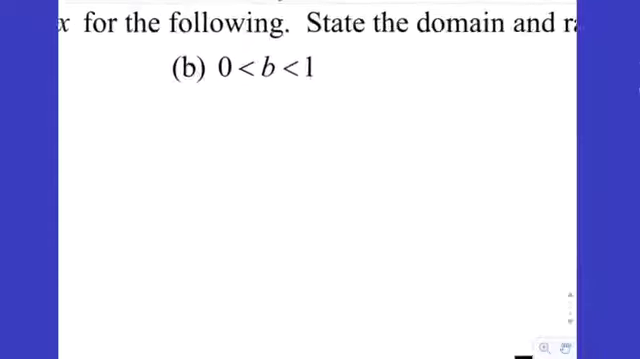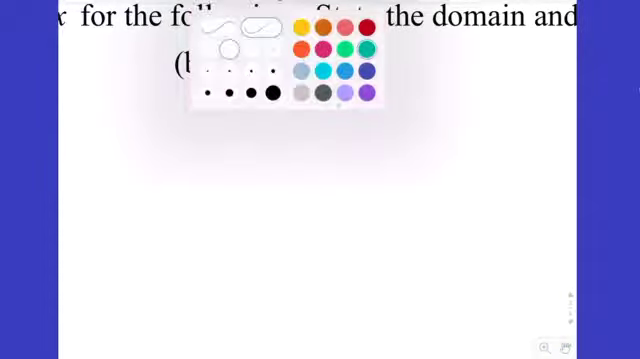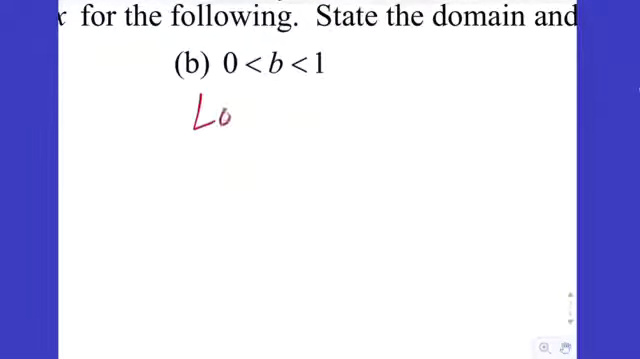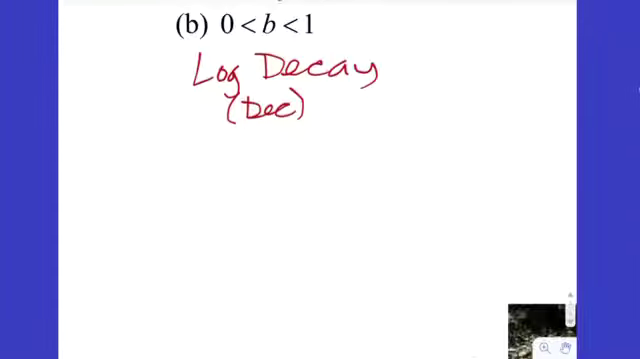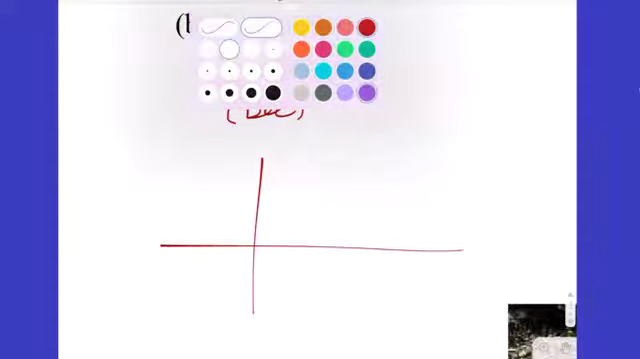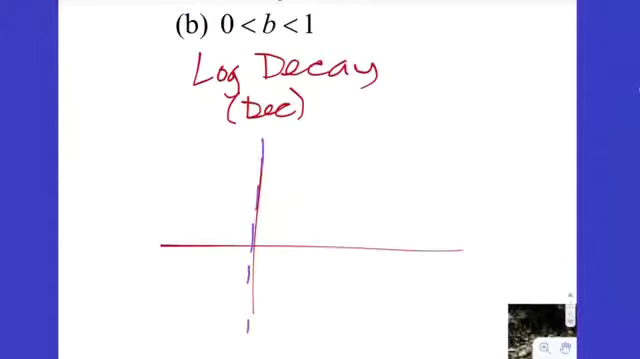All right, then over here, if we look at a base between 0 and 1, just like if it were exponential, this is going to be logarithmic decay, which means it's going to be a decreasing function. So if you want to sketch this, it also has a vertical asymptote on the y-axis at x equals 0. It also passes through the point (1, 0), because after all, log base b of 1 is 0. But now it's going to be a decreasing function like that. Logarithmic decay.